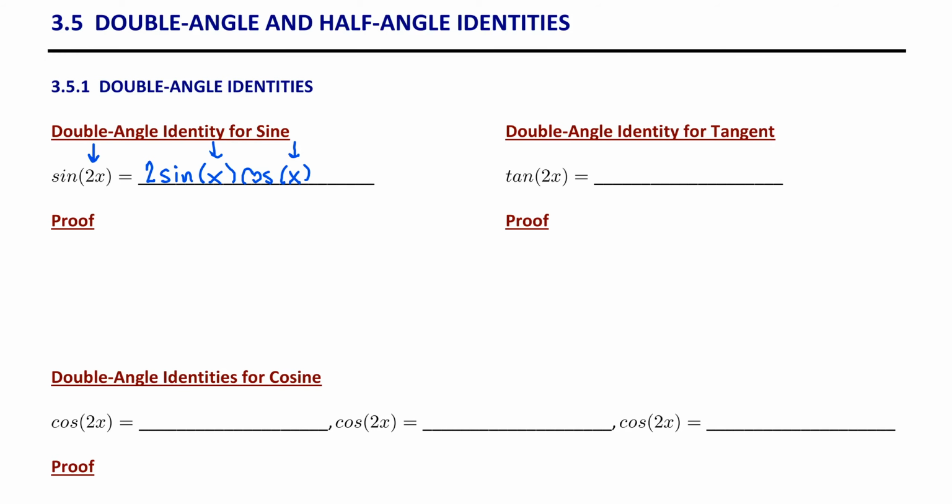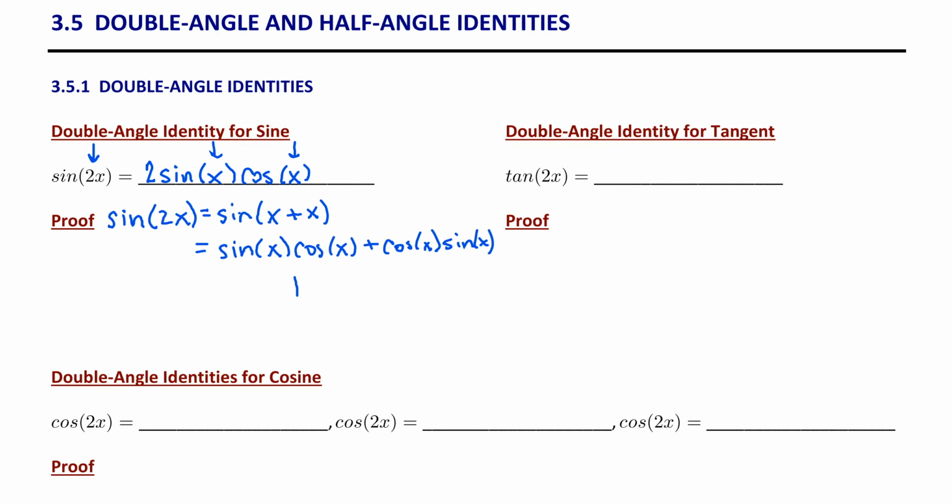To see where this identity comes from, we're going to build it on one that we already know, that is sine of a sum. So first notice that sine of 2x can be expressed as sine of x plus x. Then we can expand this using our sine of a sum formula. That is sine of the first angle, x, times cosine of the second angle, plus cosine of the first angle times sine of the second angle.